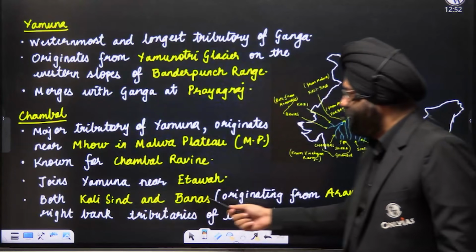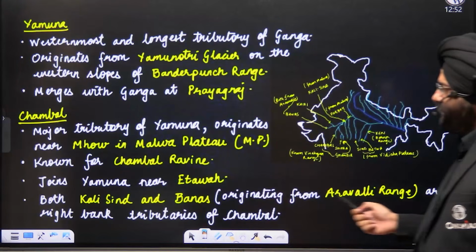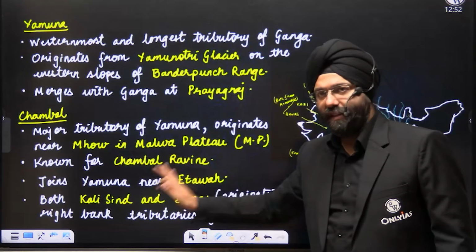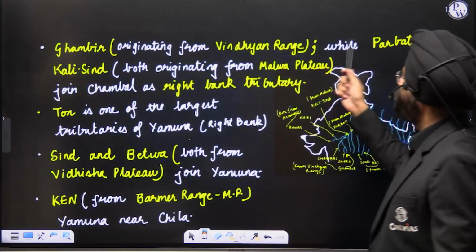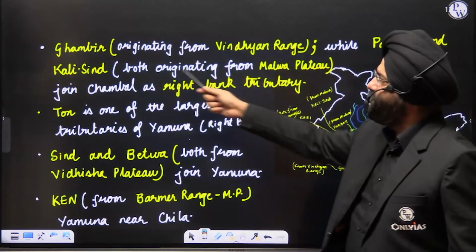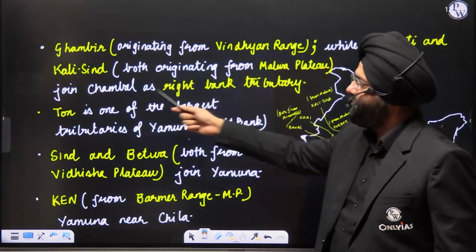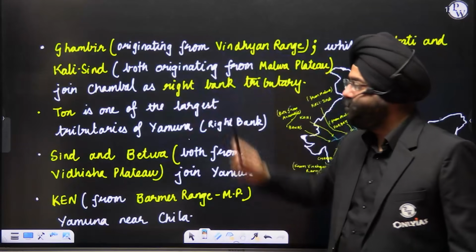With respect to Chambal, both Kali Sindh and Betwa, originating from the Aravali range, are right bank tributaries of Chambal. We've already seen that. Similarly, Gambhir, originating from the Vindhyan range, while Parbati and Kali Sindh originating from the Malwa Plateau join the Chambal as right bank tributaries. We just now saw that.